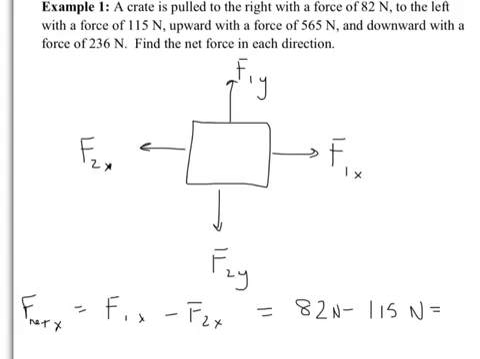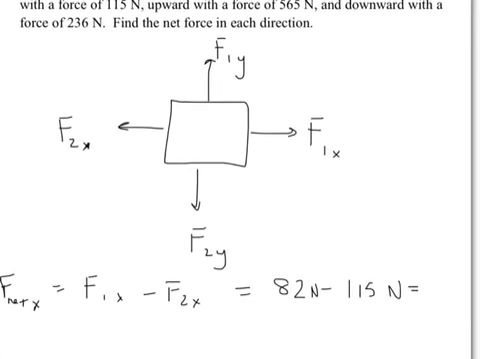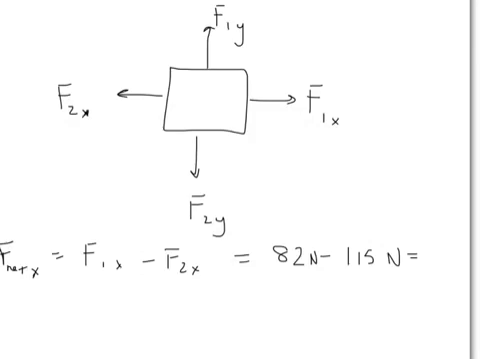I saw a hand go up. Did the question get answered? Okay. So we have 82 for F1x, that was to the right, and 115 to the left. Subtracting them, we should get 33 negative? I'm going to go off the screen for a moment, sorry. So I have a question.